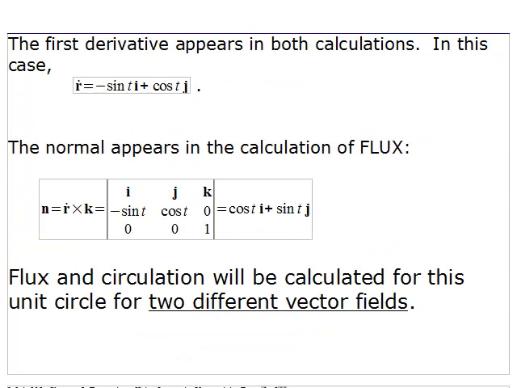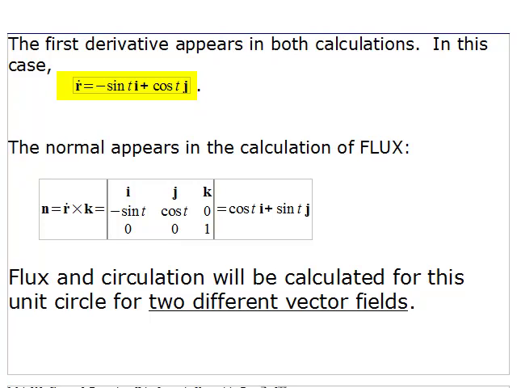We're going to need that first derivative. Well, I'm sorry, the derivative of r. It only varies with t, so it is the first derivative, not partial but complete first derivative of the parameterization. That of course is minus sine t i plus cosine t j.